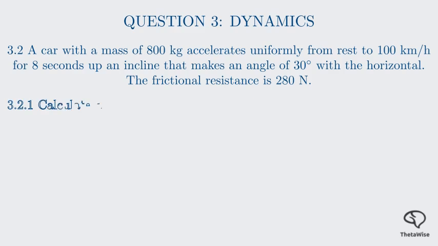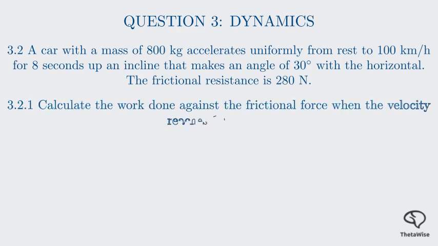And the first thing we need to calculate is the work done against the frictional force when the velocity reaches 100 kilometers per hour. This problem has a few moving parts. Before we calculate the work, we need to know two key pieces of information. First, what is the braking force that is acting against the motion? And second, over what distance does this force act? We need the distance s. Let's first find the distance s.